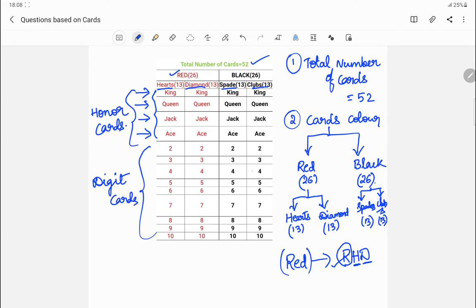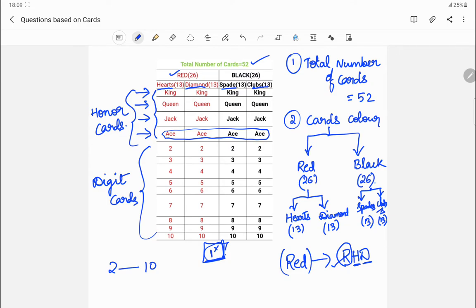Now, what are the digits displayed on the cards? Digits are from 2 to 10. Remember, there is no card that has the digit 1. Some may assume that the ace itself is 1, but there is no card that has the digit 1 on it. Now, with this basic understanding of cards, we'll solve questions.